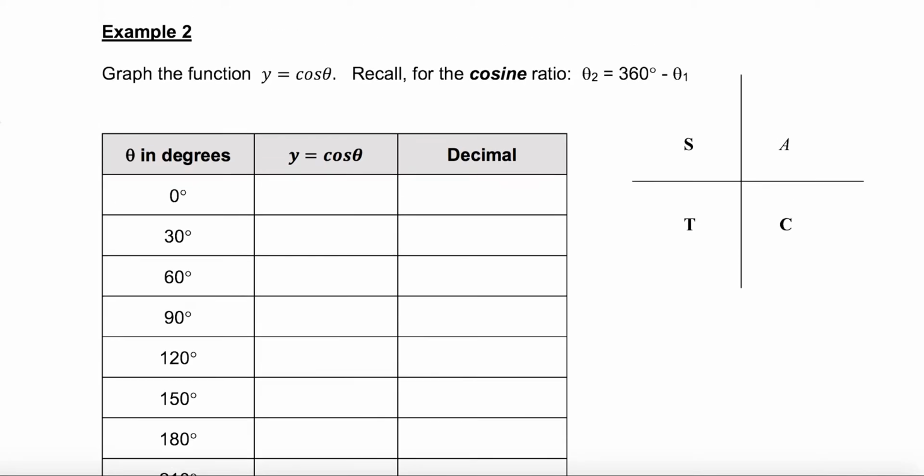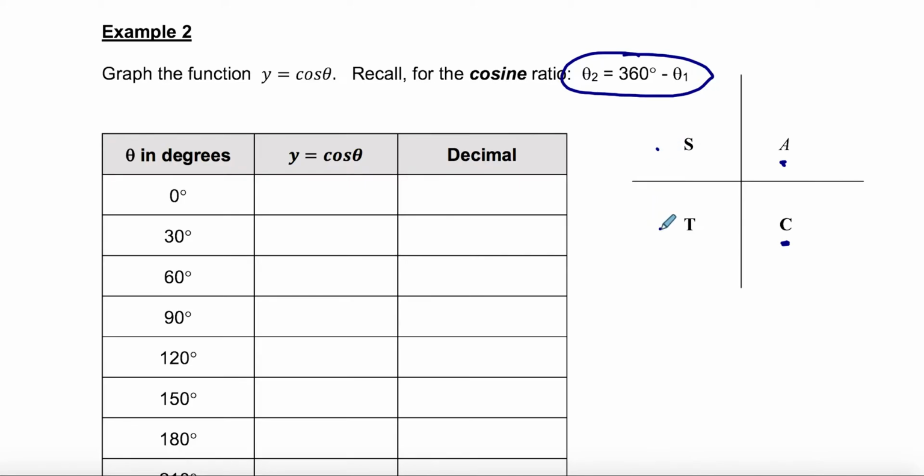We could do the same thing for the cosine function, except cosine has a different associated angle that we could find. 360 minus theta would give us an associated angle. Cosine is positive here and here, so those are the values that we might see. We have negative cosine in this quadrant and this one.